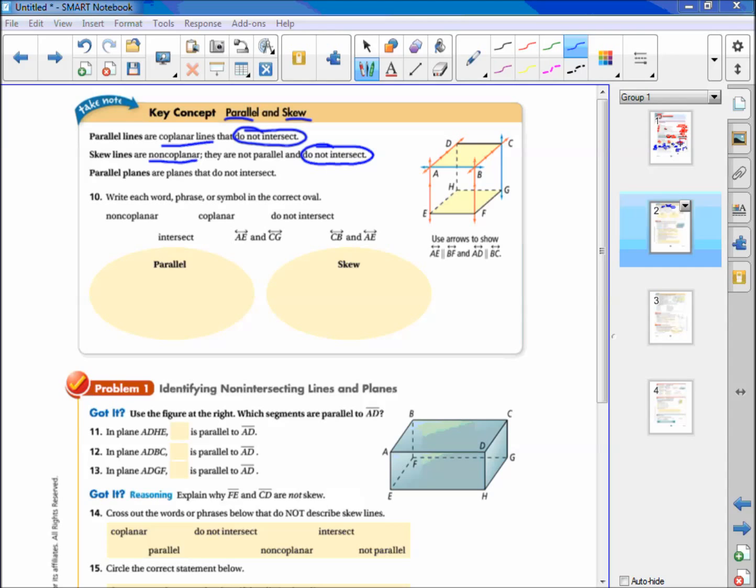Okay. Parallel planes also do not intersect. If we look at this picture, which is meant to be like a box, the top of the box, a yellow plane, and the bottom of the box are parallel to each other.